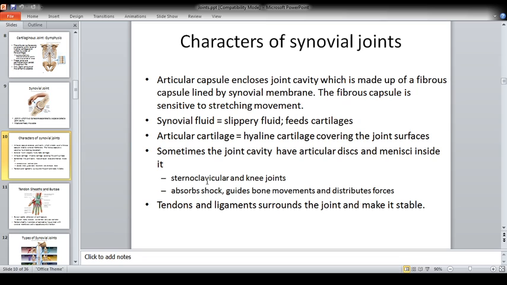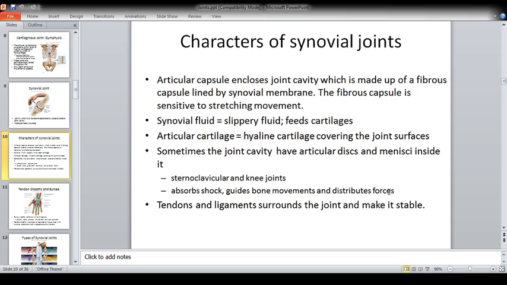Moreover, they would absorb shock. If a person falls, if they get hit, they would absorb that shock. They would not let it disrupt the joint cavity. They would not let it disrupt the synovial membrane. Moreover, they help in guiding the bony movements and would distribute forces. So this is the main reason why the discs are present or the meniscus is present. I'll show you some of these when we go forward.